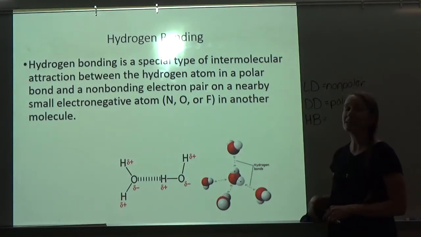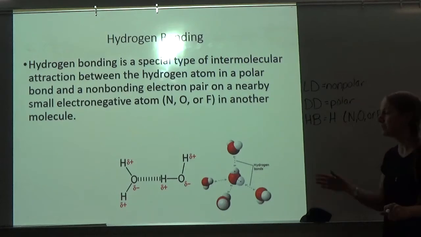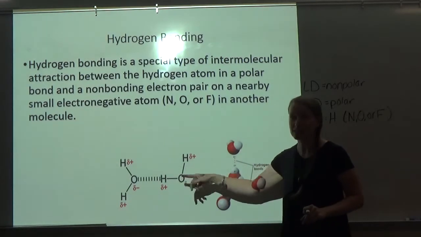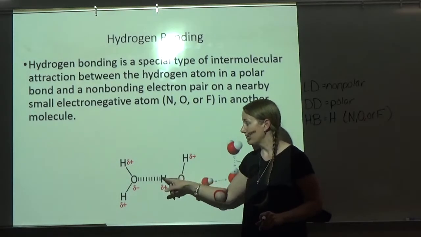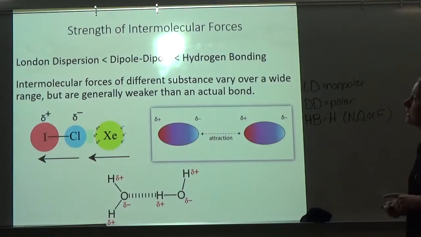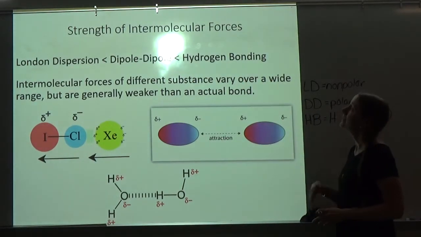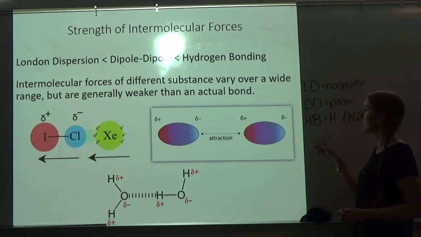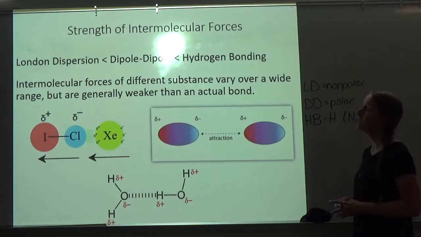It can't just be any electronegative element. So you have hydrogen being attracted to N, O, or F. But the hydrogen itself also has to be attached to a very electronegative element, and then it's attracted to an electronegative element in the other molecule. London dispersion are the weakest, dipole-dipole tend to be stronger, and then hydrogen bonding tends to be the strongest, because hydrogen bonding is just a very strong version of dipole-dipole.